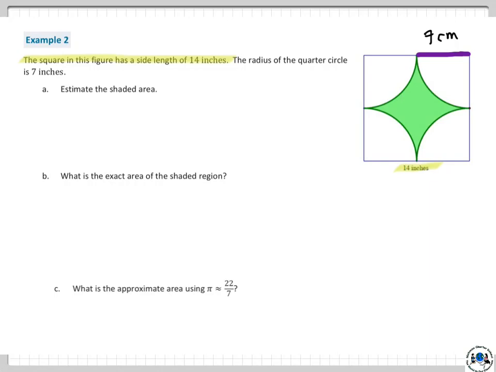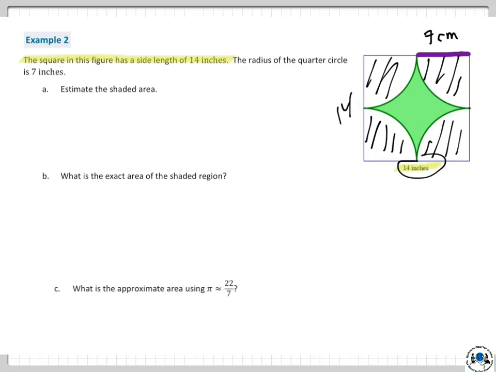If we were to estimate it, I have 4 of these quarter circles, so that's going to be one whole circle. This is 14, and I know it's a square, so it's 14 by 14, and I know that is 196, plus what's that, 49 times 3, 50 times 150, like 346 or something like that.